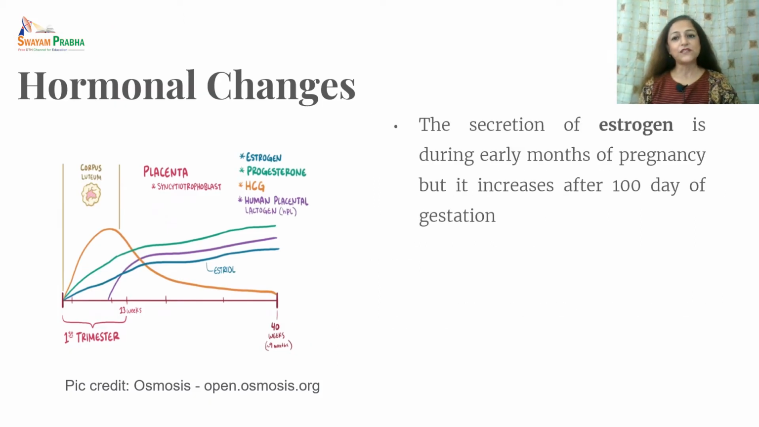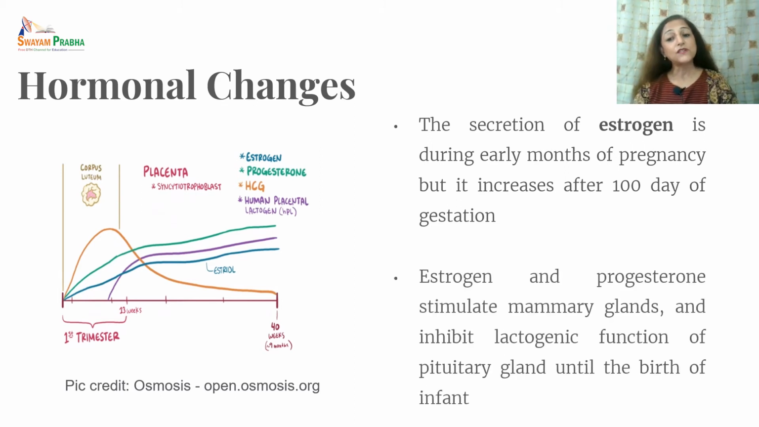The secretion of estrogen is lower than that of progesterone during the early months of pregnancy, but it increases after the 100 days of gestation, that is after conception and fertilization has happened. The estrogen and progesterone stimulate the mammary glands, and they also inhibit the lactogenic function of the pituitary gland. That means the production of milk is halted until the birth of the infant.